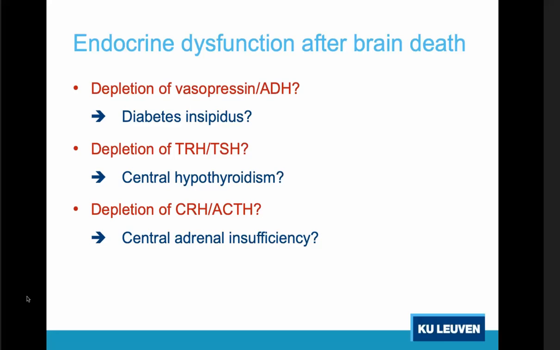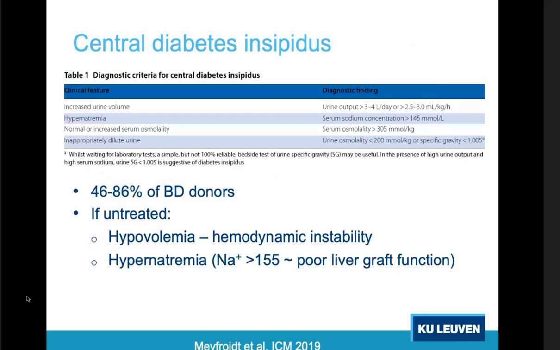It was hypothesized that after brain death, there would progressively be a depletion of vasopressin and ADH, of thyroid hormone, of TRH and TSH, and of CRH and ACTH. And that this would lead to an endocrine insufficiency, which should then be treated on a routine basis. However, as I will show you in the following slides, observational studies have not confirmed that all brain-dead organ donors develop such central insufficiency. First, central diabetes insipidus.